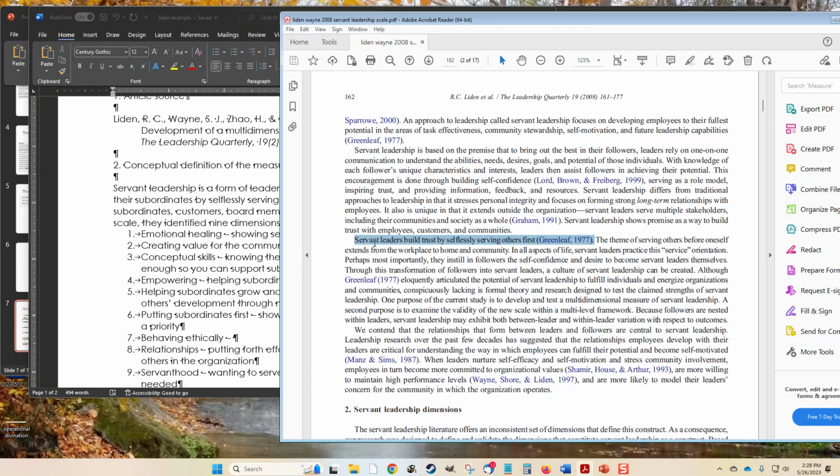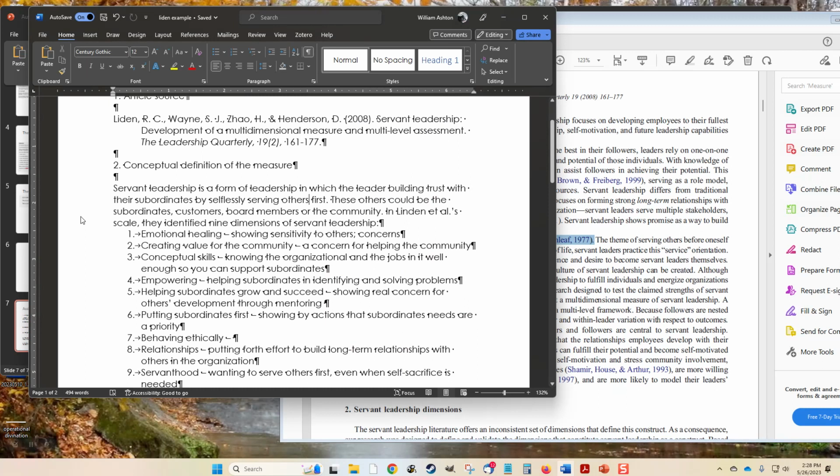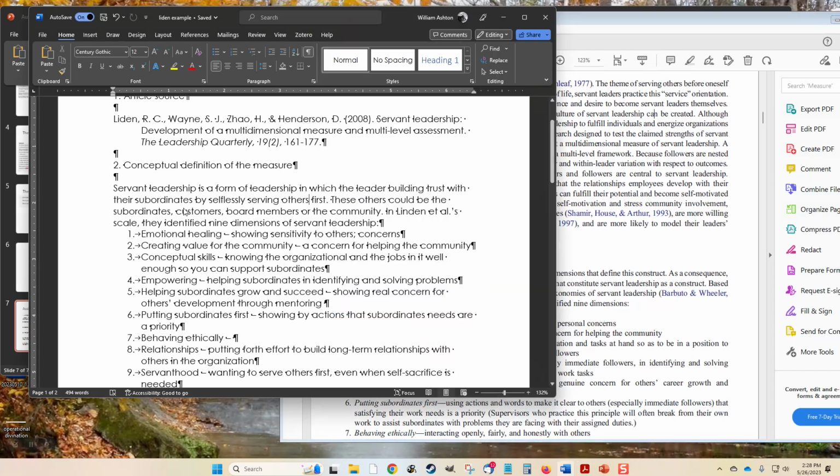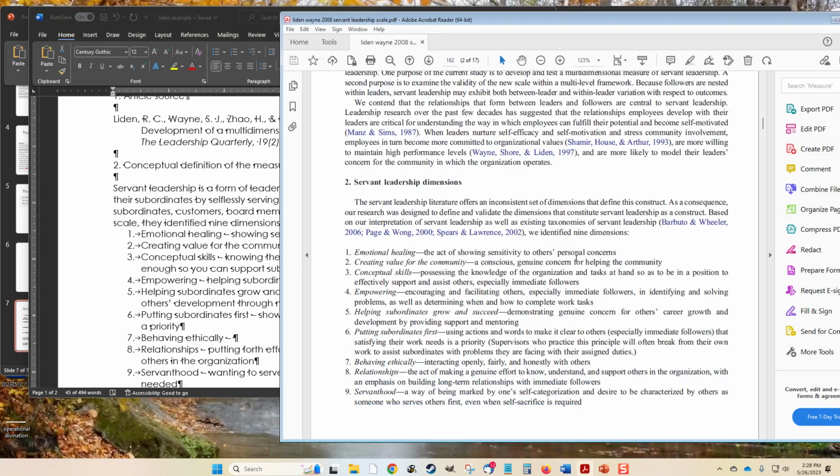If I cut and pasted and included Greenleaf 1977, that would be just very poor writing. But I want to show you some examples about how not to plagiarize. It's very easy to want to just cut and paste, but that usually leads to plagiarism. So now that I have a basic understanding of what servant leadership is, I want to talk about their 9 dimensions because that will help set a good understanding of the conceptual definition in the reader's mind.